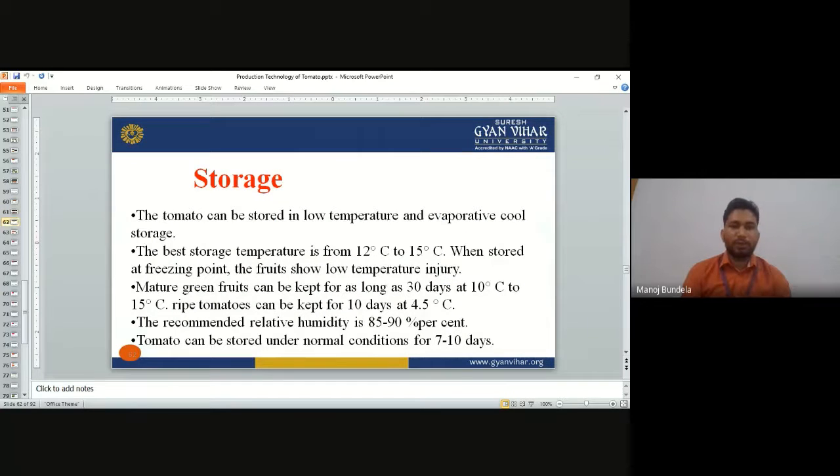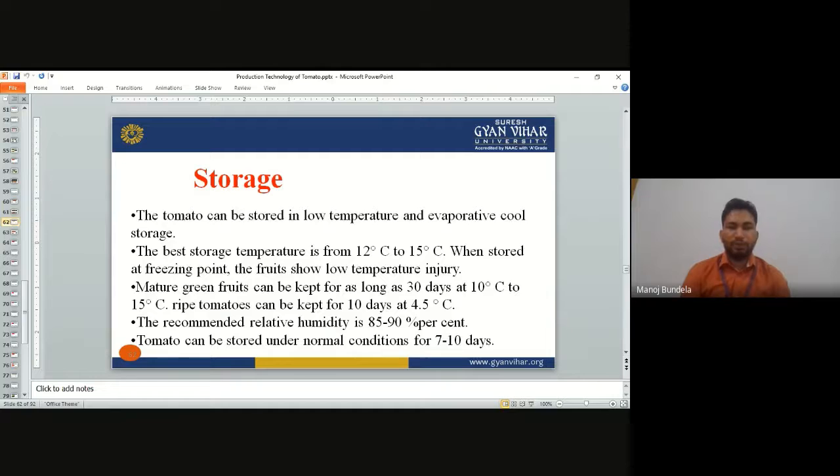Storage: the tomato can be stored in low temperature and evaporative cool storage. The best storage temperature is 12 to 15 degrees centigrade. When stored at freezing point, the tomatoes show low temperature injury. Best storage temperature is 12 to 15.